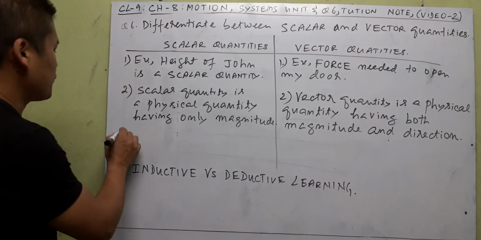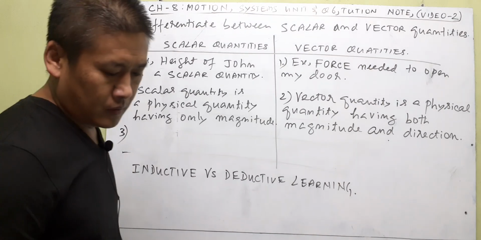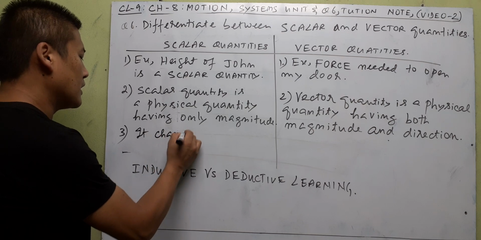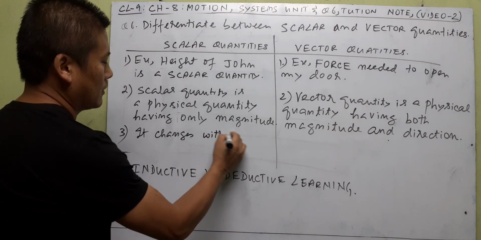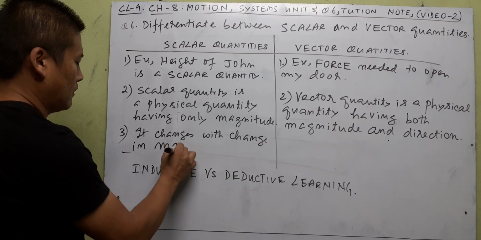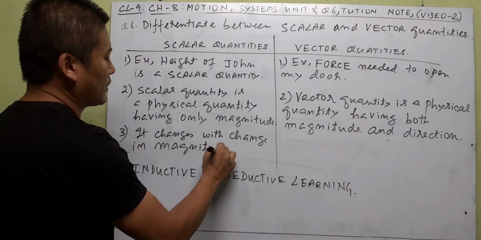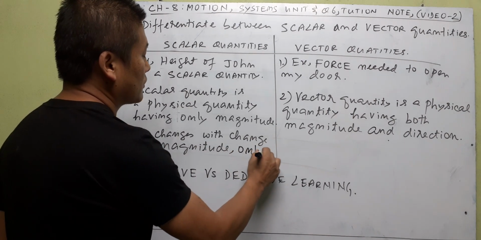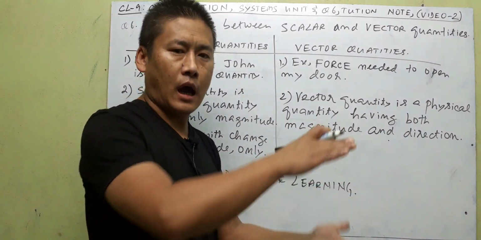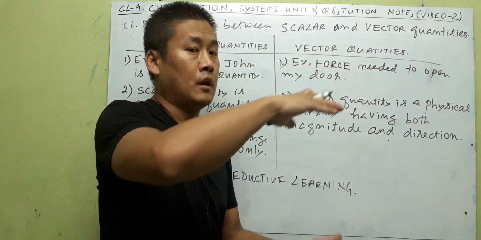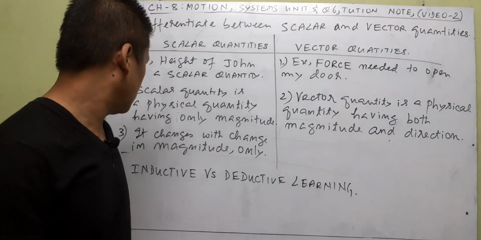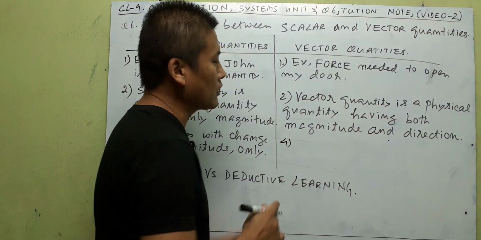Now number 3. A scalar quantity changes with change in magnitude only. So the height of John, 6 feet, will change only when you measure the height of a new boy, 5 feet 6 inches. It will change only when the magnitude changes, but the direction is not involved here. But vector quantities can be changed in many ways.